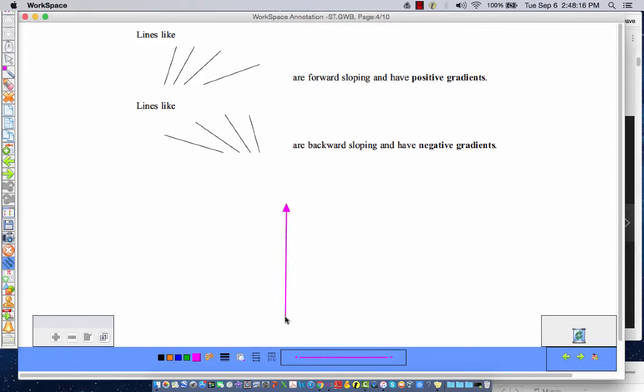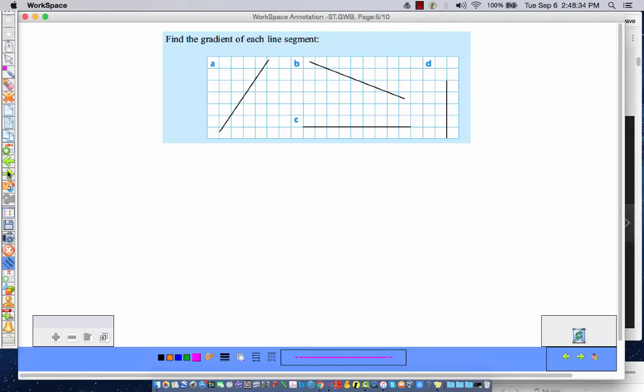Slanting or not slanting at all, if it's vertical, the slope is undefined. We'll get to that in a moment. And horizontal, the slope is equal to 0. Now, when I say slope, I could also use gradient. I'm going to try to use both of those during this instruction.